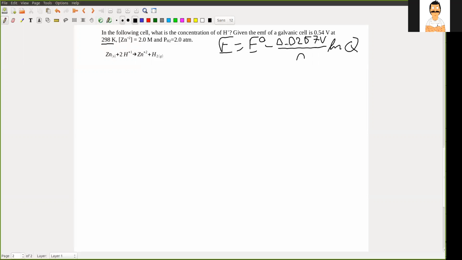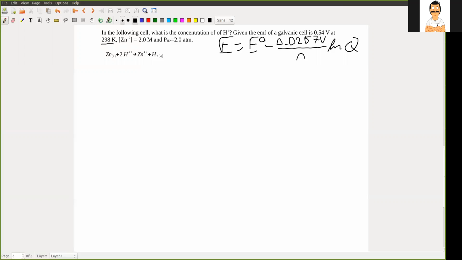So again, we're going to use the Nernst equation to solve this, and we're presented with the question of what is the concentration of protons, given the EMF of the galvanic cell is 0.54 volts at standard state, and that we have a concentration of zinc ions and a pressure of hydrogen gas given. And we're given the balanced equation for the cell.